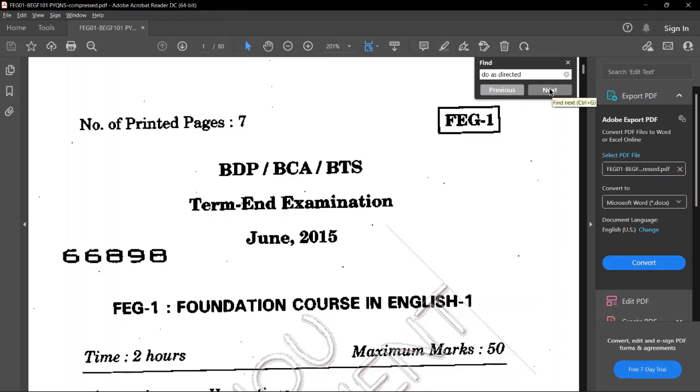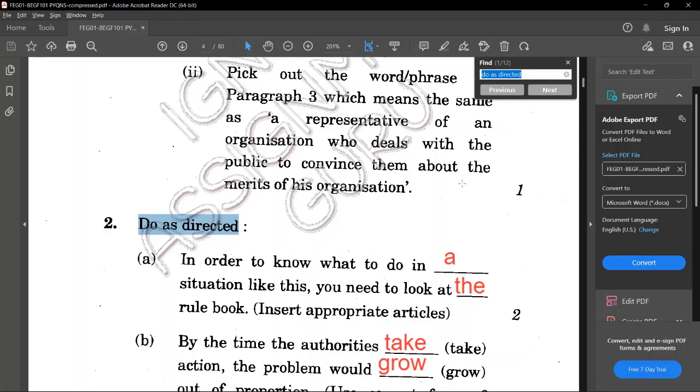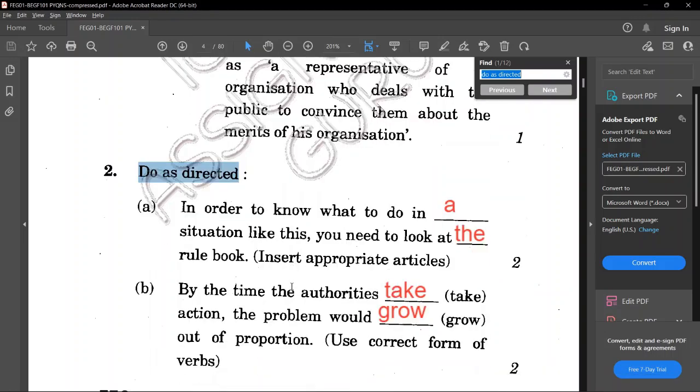Okay, let me go to the do as directed of the June 2015 paper. So this is the first do as directed. These are the kind of questions that will be asked in your paper as well. So let's look at the examples. Question A. In order to know what to do in blank situation like this, you need to look at blank rulebook. Insert appropriate articles.